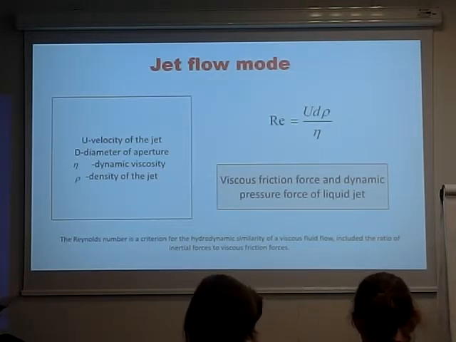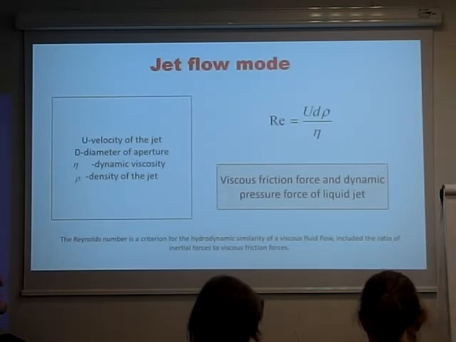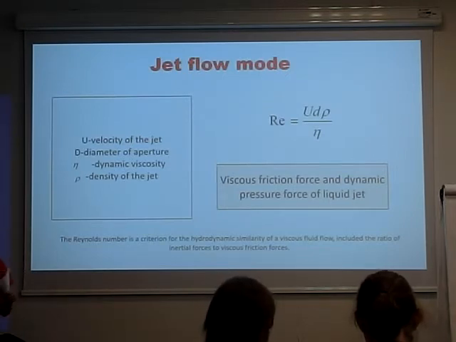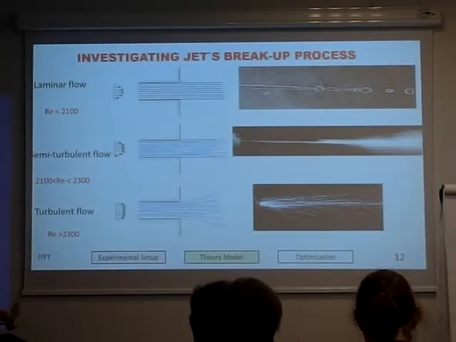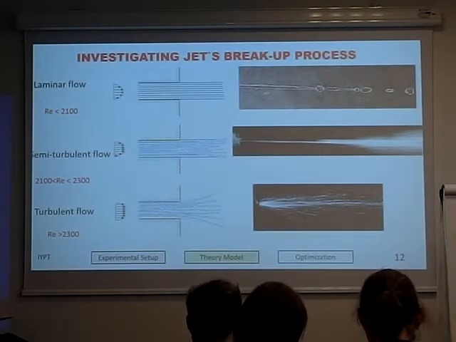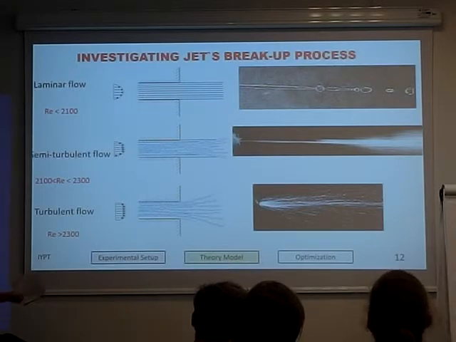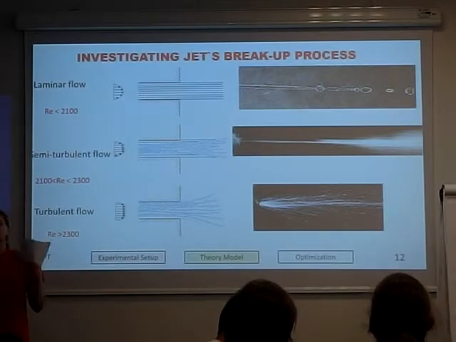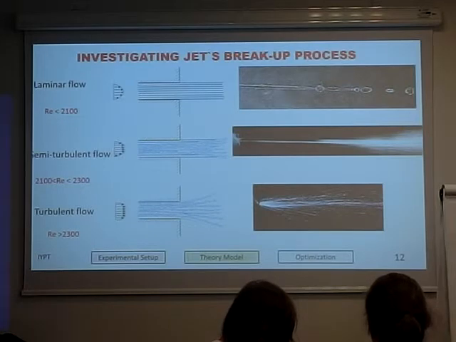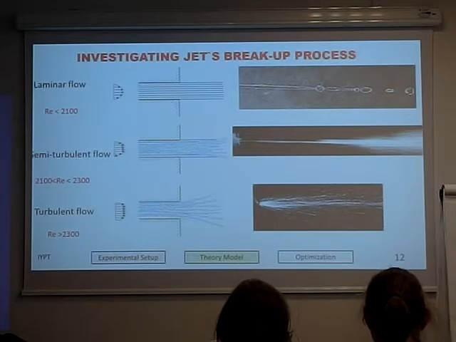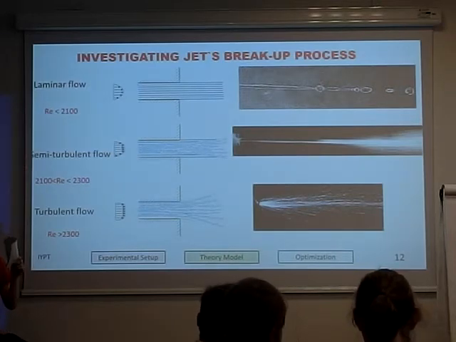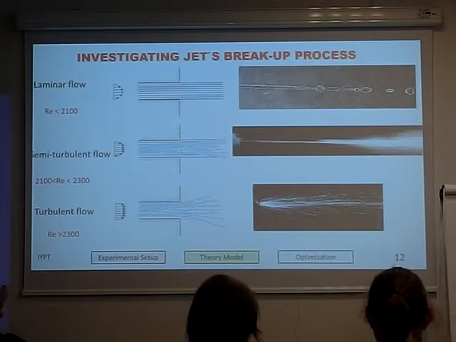including the ratio of inertial forces to viscous friction forces. Therefore, we'll consider that if the Reynolds number is smaller than this number, we will consider the flow completely laminar. The mechanism of breakup will be the Rayleigh plateau instability, and the size of the droplets will be bigger than the jet. If we consider the Reynolds number in this range, the length of the unbroken part becomes smaller and the size of the droplets becomes smaller, but the number of droplets increases.